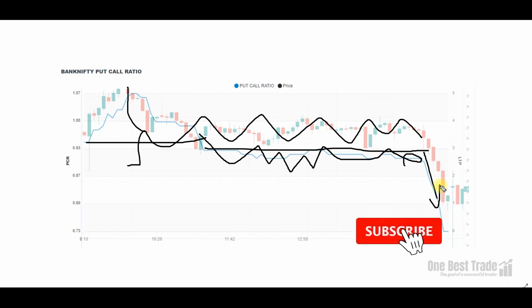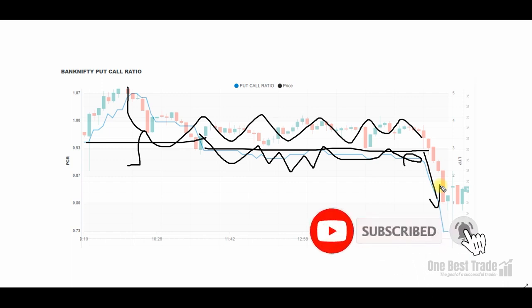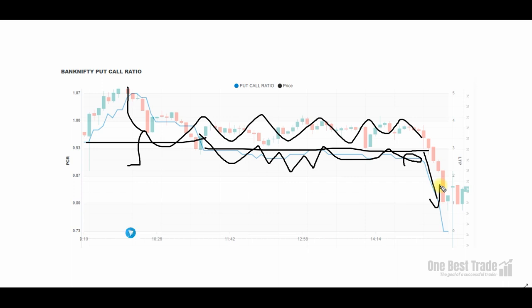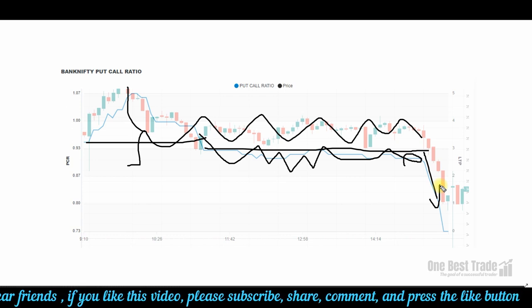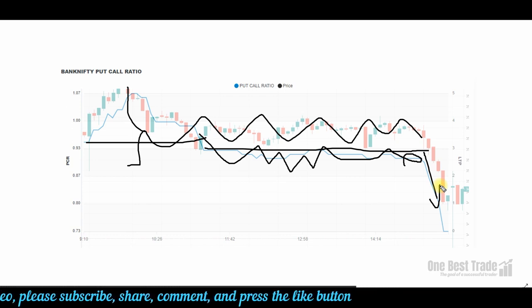Friends, now time to summarize. First, we have seen how to identify intraday trending day using PCR indicator. Secondly, we have seen how to identify intraday reversals using PCR indicator. And thirdly, we have seen how to identify potential breakouts using PCR indicator. Friends, for better results, always use PCR indicator with other trading strategies. Don't use only PCR indicator to identify trends, reversals and breakouts. Always use PCR indicator as a confirmation tool.